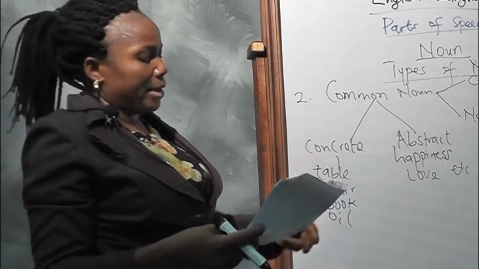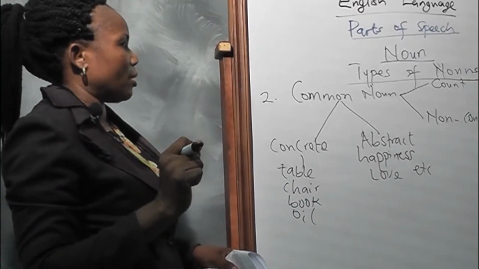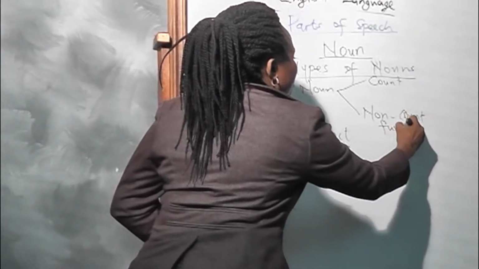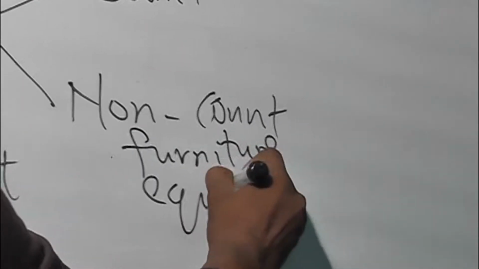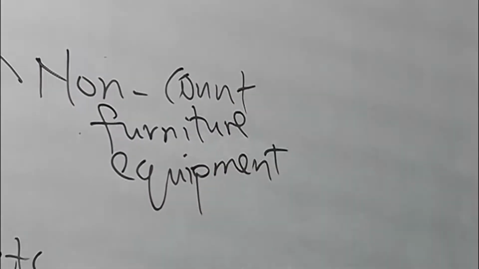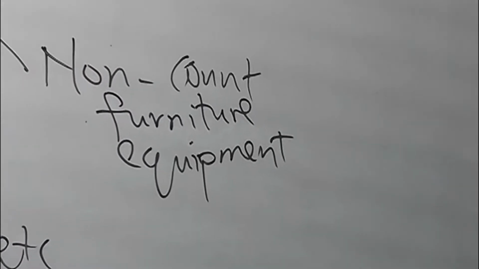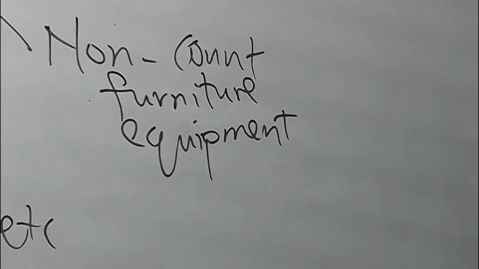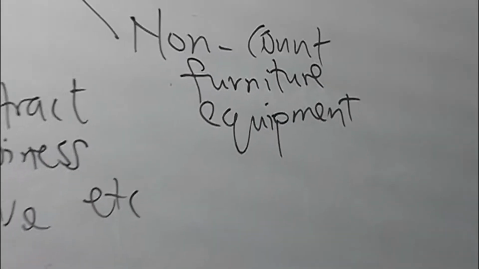So when we describe a shop or furniture, I want us to discuss this under non-count nouns. When we have furniture, equipment, we categorize them under non-count nouns. And when we use them in the plural, we are not expected to add s to them. The moment you add s to them, you have destroyed the grammatical structure of those words.